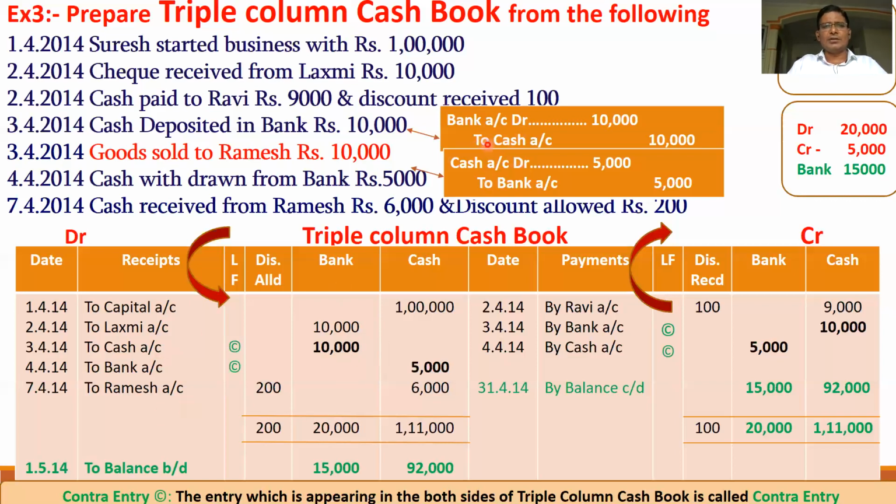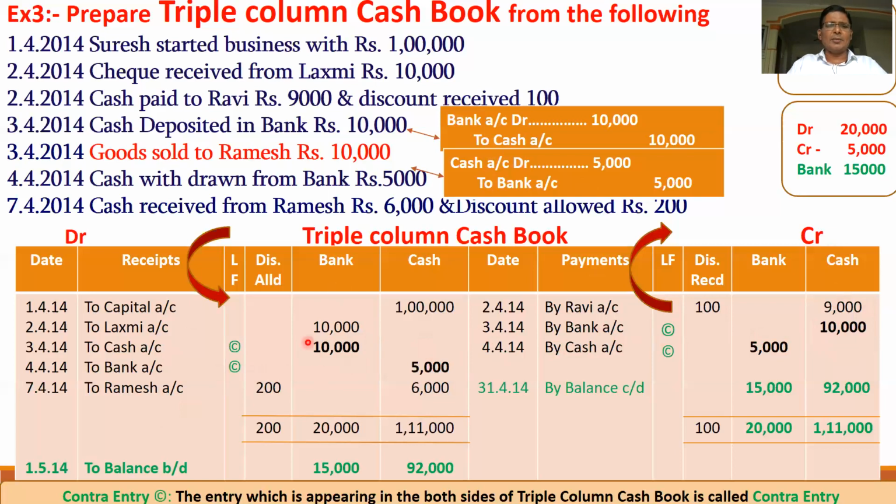Next, if you write "To cash", you have to write "By bank" on the opposite side. By bank, you enter it opposite, in the cash column. Cash is going out, so cash is credited. Cash is received by the banker.